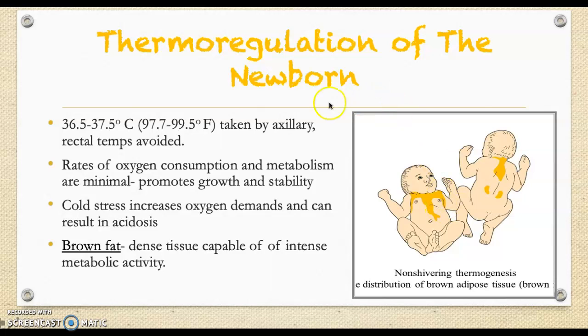So when they are cold, their rate of oxygen consumption increases, and they'll start blowing through their glycogen stores. So if we can keep them thermoregulated, it promotes proper growth and then stability for them to have a good outcome.